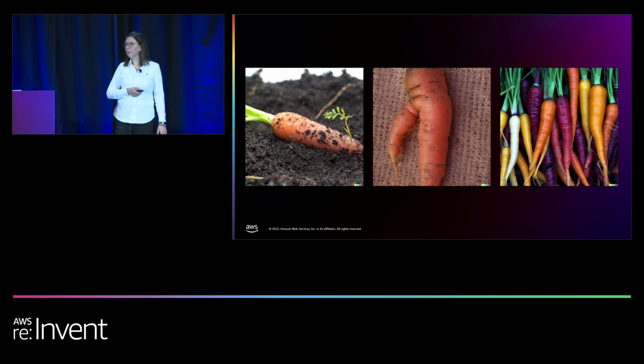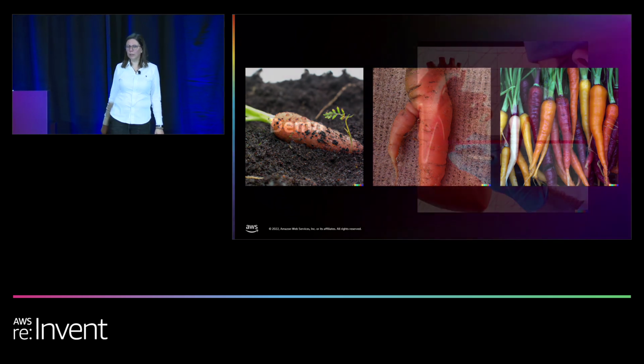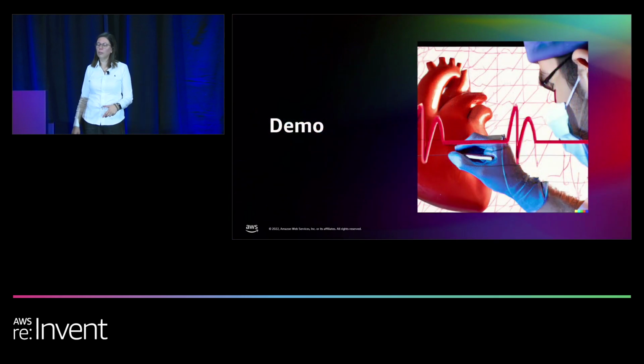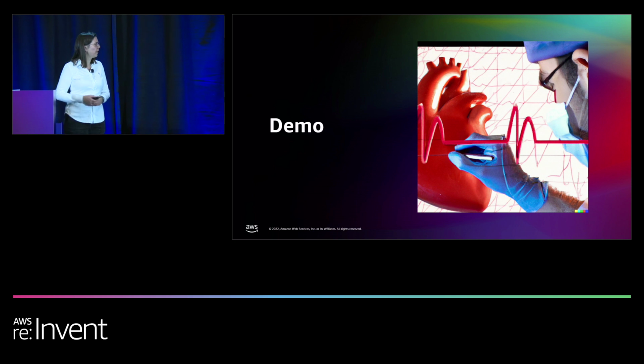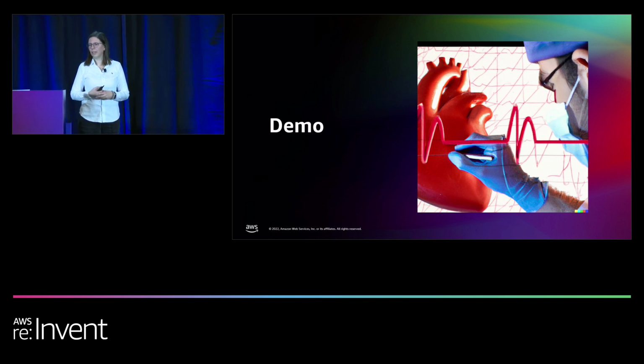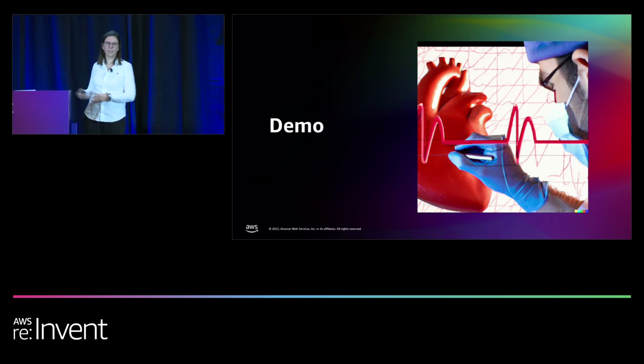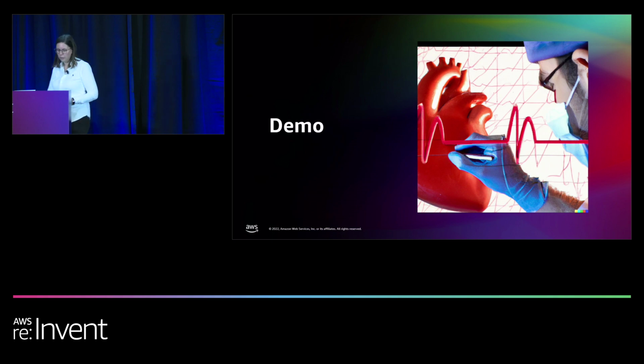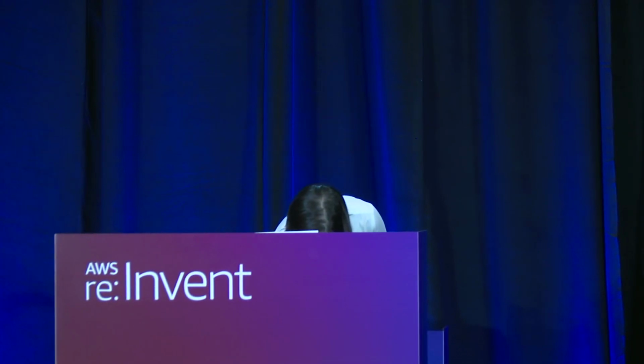So now we will do a little demo to see how to do that in a real case, not in a carrot dataset case, even if I love carrots and my carrots dataset. So we will switch to the demo. I will try to do that. Wow, it's working.